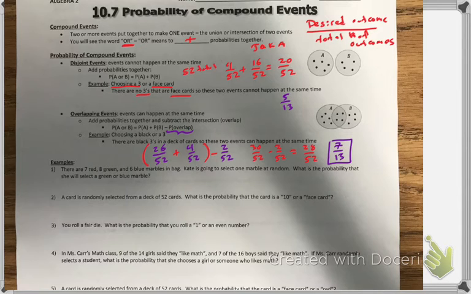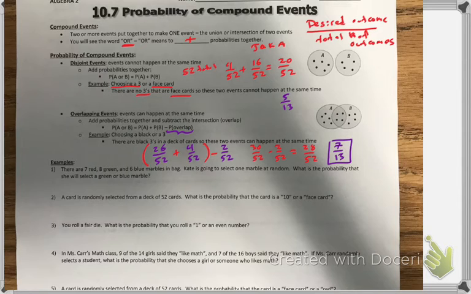Okay? So I'm going to do number 1 and number 4 with you right now, and then your homework is to finish the rest of this page. So it says there are 7 red, 8 green, and 6 blue marbles in a bag. Kate is going to select 1 marble at random. What is the probability that she will select a green or a blue marble?